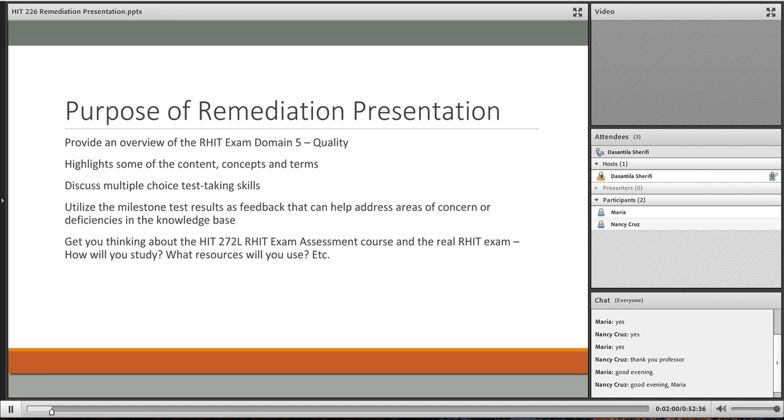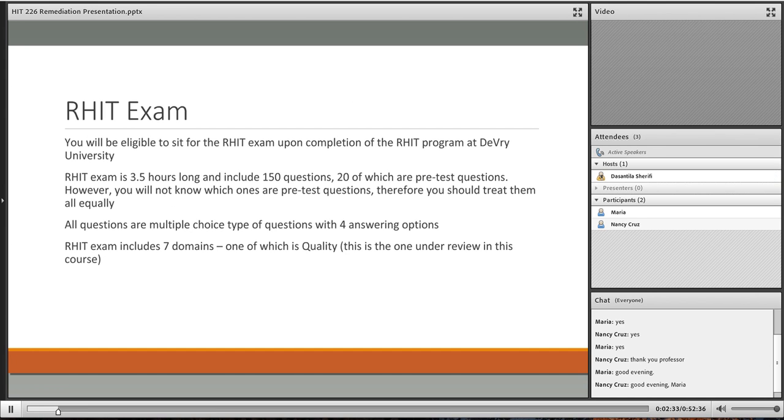As you start thinking about the end of your program, towards your graduation, you're going to start taking the review course, which is called HIT 272L. It's a RHIT exam assessment course. And then, of course, down the road, for the RHIT exam, you want to make plans on how you're going to study, what resources you're going to use, and all of these things. So these milestone tests are meant to give you a flavor of the RHIT exam and just kind of get you prepped for it.